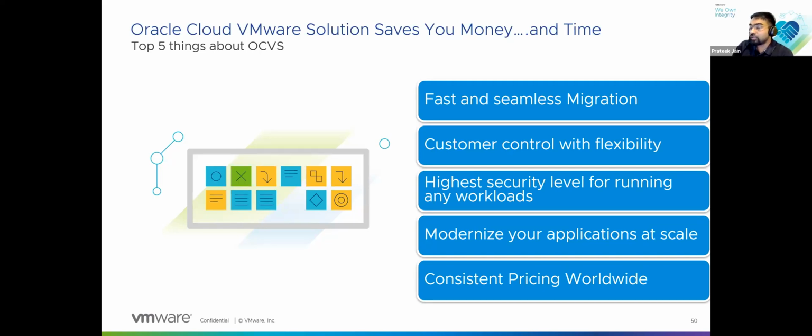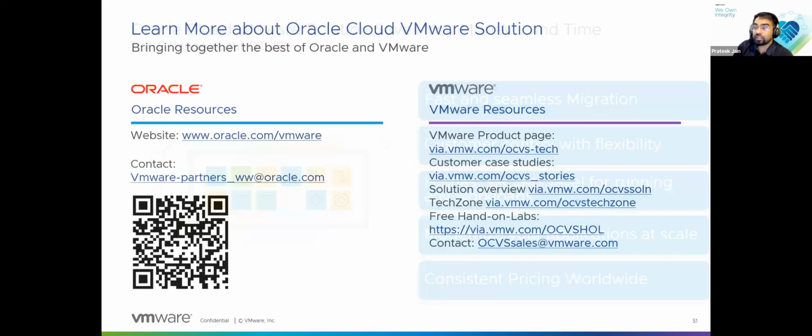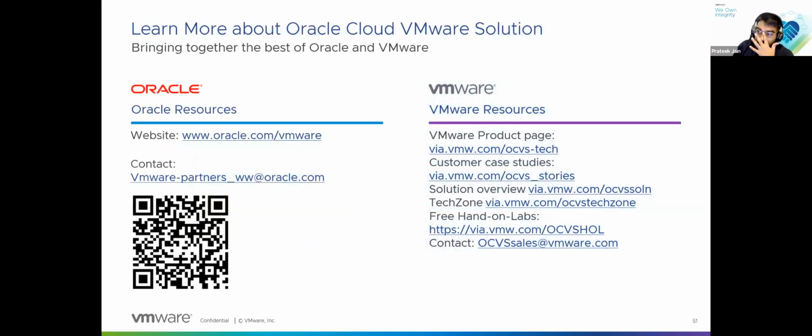You can modernize your applications and scale. Either you use the OCI native services for databases, or if you're modernizing your applications and building microservices, you can use VMware Tanzu, and the pricing is consistent worldwide. So there is no difference in prices. These are all the resources which are available as of today publicly for Oracle OCVS.